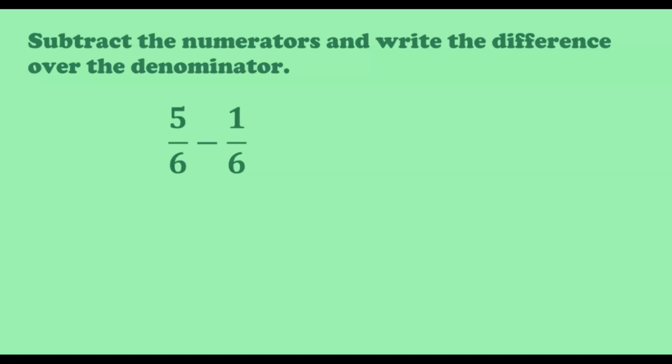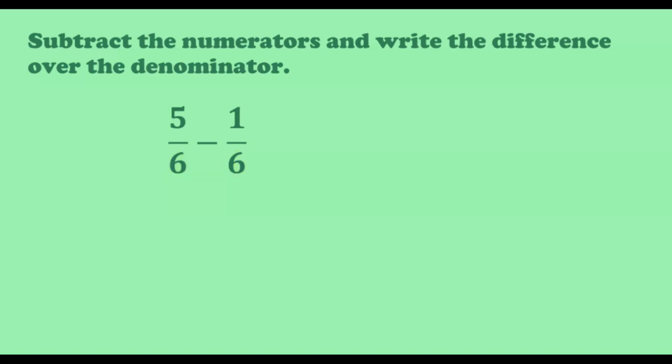Let us consider 5 over 6 minus 1 over 6. Now, first of all, let us have a look at the denominators. The denominators are the numbers on the bottom. So for the fraction 5 over 6, the number on the bottom is 6, and so the denominator is 6. And for the second fraction, the number on the bottom is 6, so the denominator is 6. So we can see that both of these fractions have the same denominator, which is 6.